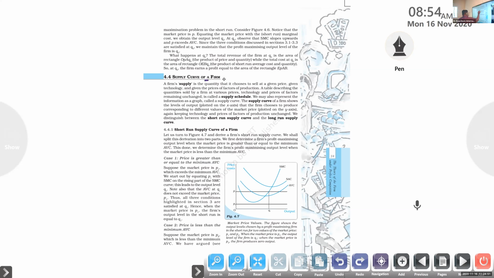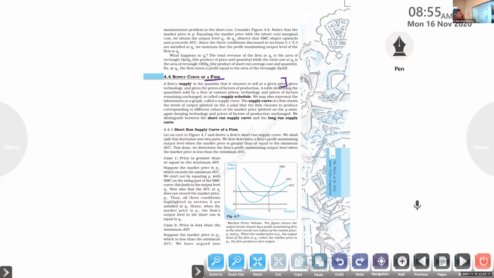Okay, supply curve of a firm. Firm means it's a production unit. So I'm reading here, just observe. A firm supplies the quantity that it chooses to sell at a given price. So a firm will always check the fluctuations in the price in the market. We know that the price is not constant here, right? Price sometimes will change.